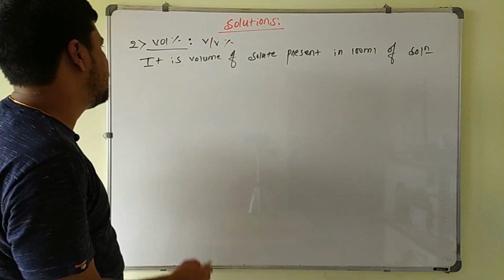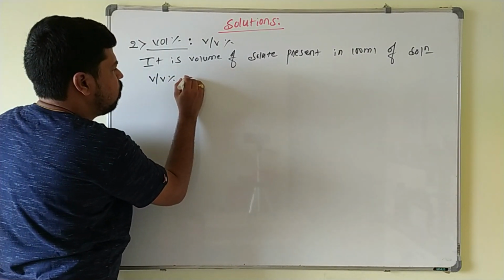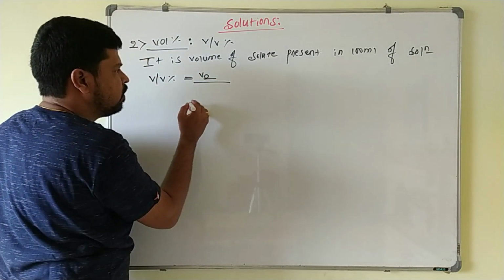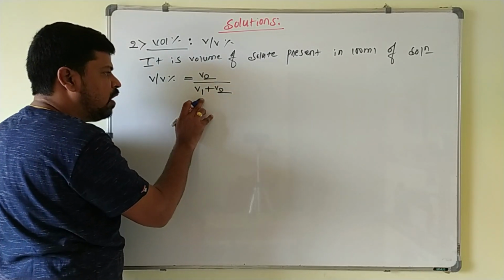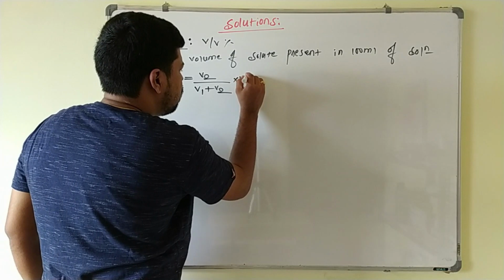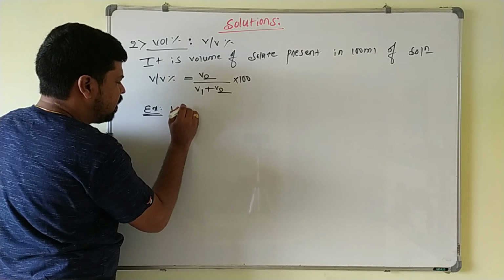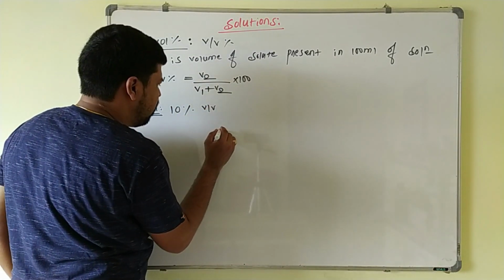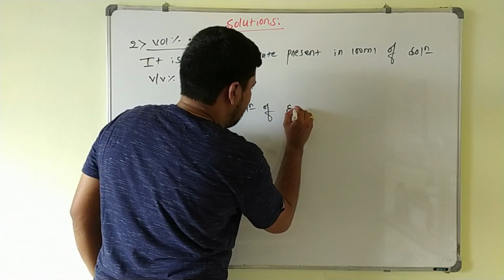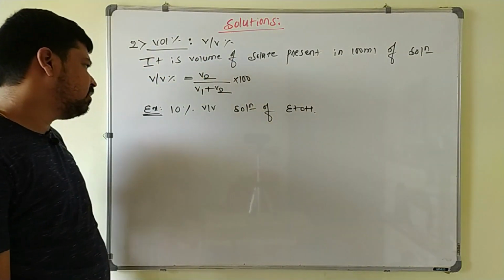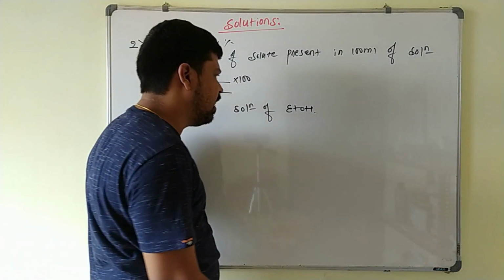solution. For this one example is, first we will write the formula, that is volume by volume percentage is equal to volume of the solute is V2 divided by total volume of the solution is V1 plus V2, volume of solvent plus volume of solute into 100. For this one, if I write an example, that is 10 percentage volume by volume solution of ethyl alcohol, EtOH, it means that 10 ml of ethyl alcohol is present in the 90 ml of water to make 100 ml of solution.